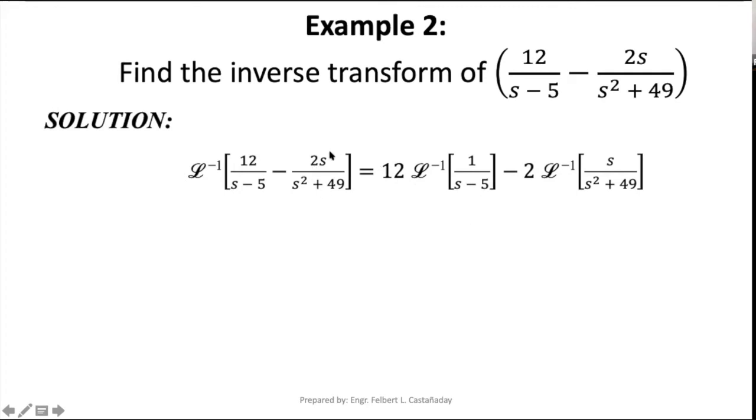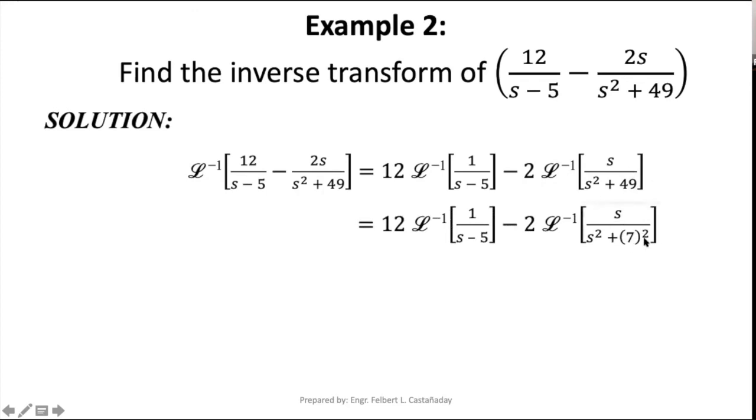And for the second term, we just have to put the constant before the operator. So minus 2 inverse transform of s over s squared plus 49. And take note that it should be a perfect square, or the square of b. So get the square root of this, we have 7. And 7 squared is equal to 49. So we can write the final answer as, for the first term, 12 times e raised to at.